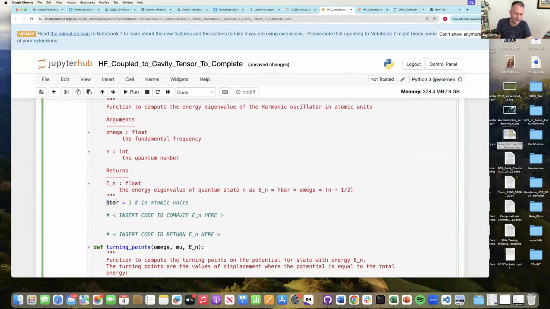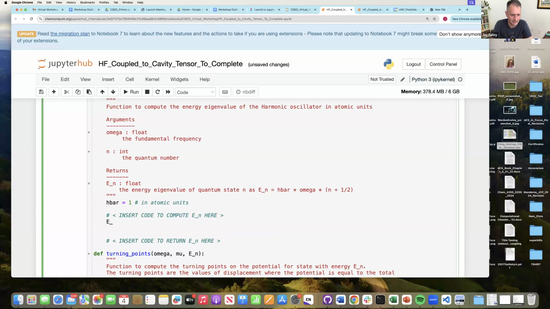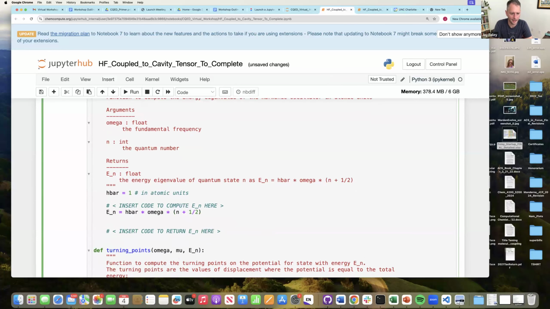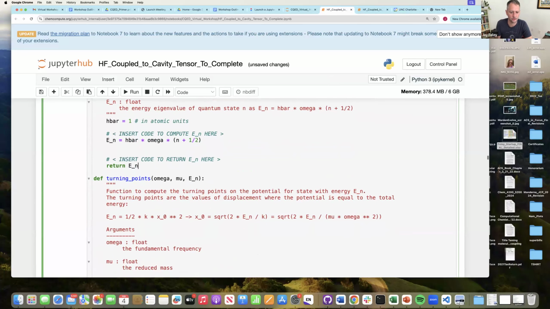And we've already assigned h bar equal to 1 somewhere before, but it should do no harm to reassign it here inside the function. So there it is. We'll just say E sub n is equal to h bar times omega times n plus 1/2. And that's the expression. And we'll say return E sub n. And that will return the energy. Okay.